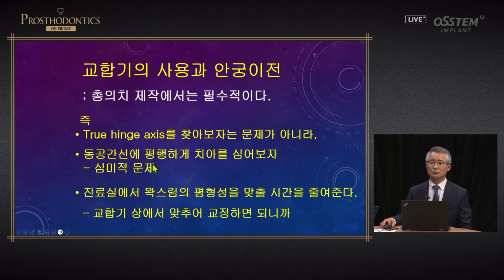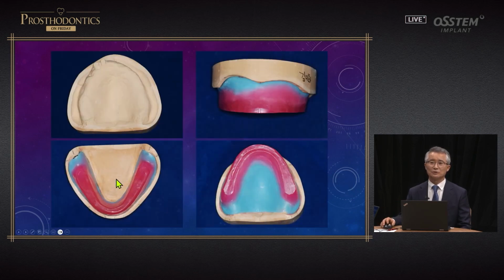At chair time, you do not need to make significant adjustments on the wax rim. By using an articulator, you can simplify the process. Let's look at the process. This is a special patient. Because there's a residual tooth here, the alveolar bone is going to be fuller, and on the other side, there's going to be a lot of alveolar bone resorption.